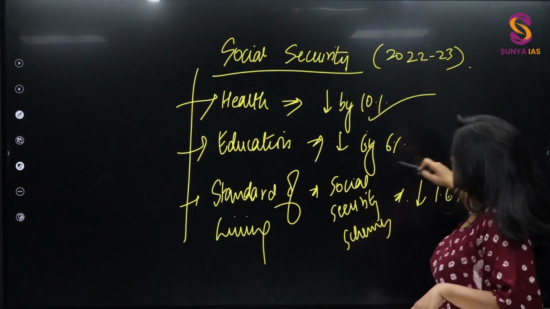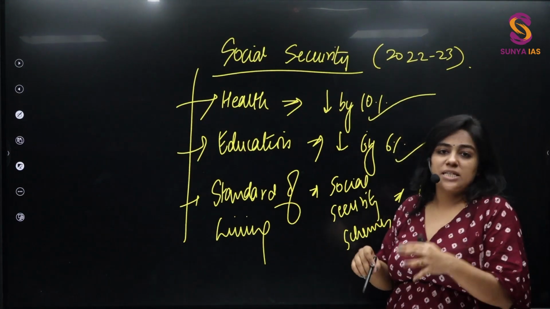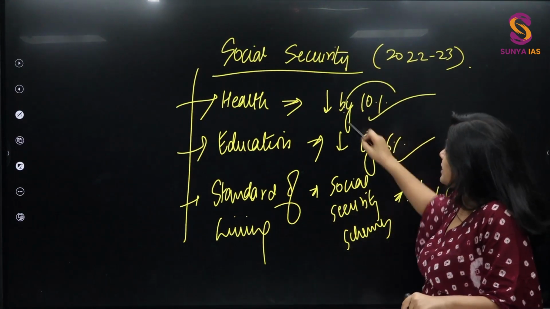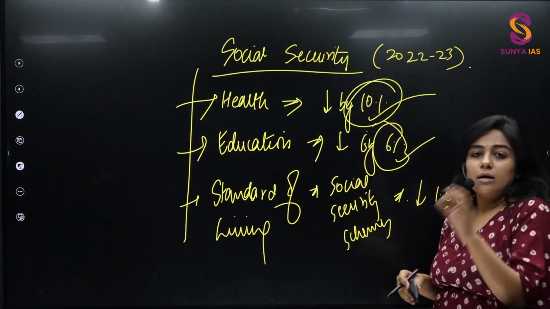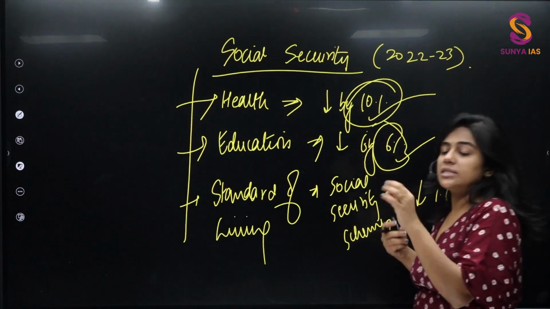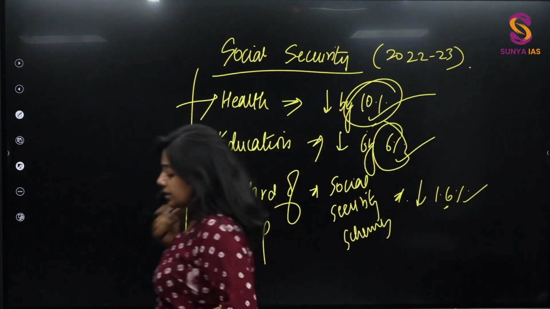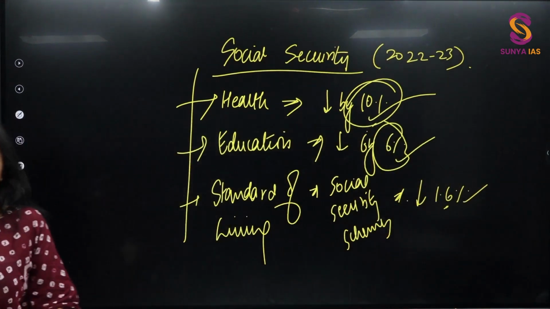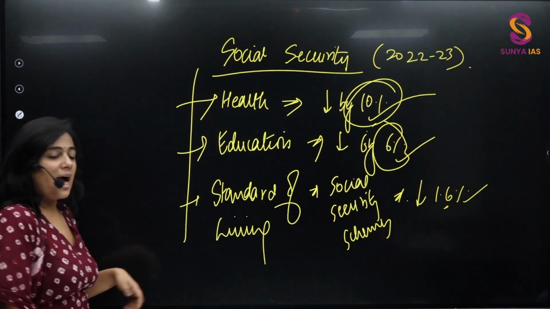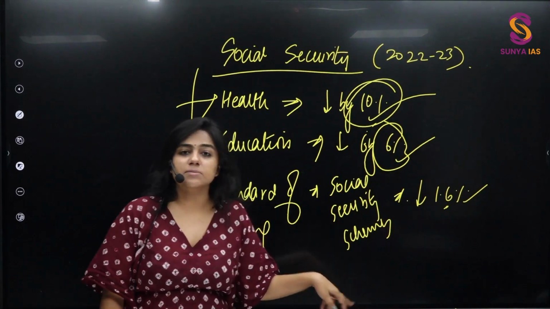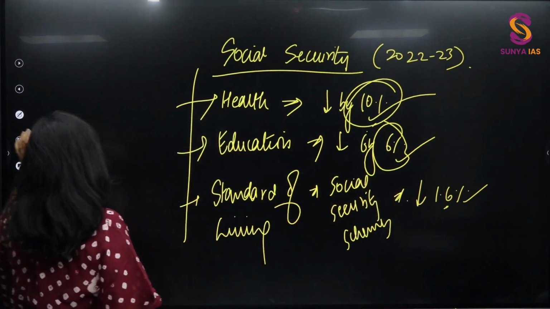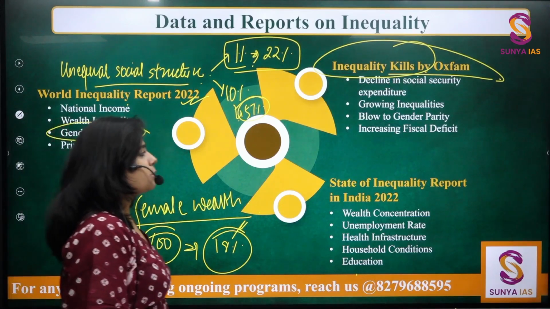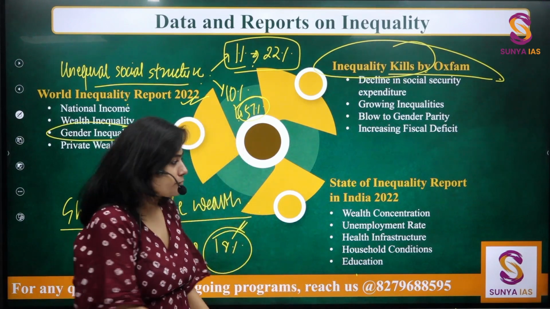Right? 10%, 16%, 1.6%. How can you remember this? 10 plus 6, 16. You just put a dot in between and 1.6. So 10% reduction in health, 6% in education, and in the social security schemes like Manrega, the overall reduction is 1.6%, right? So not something to be very proud of.